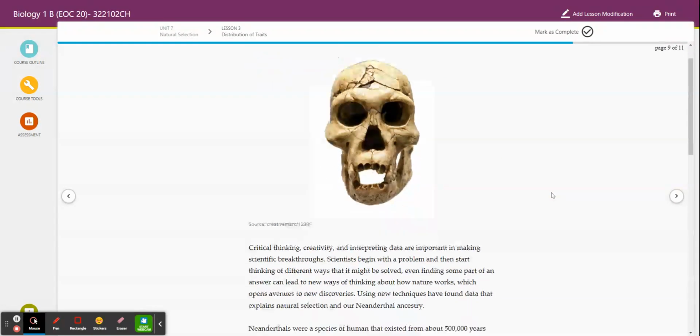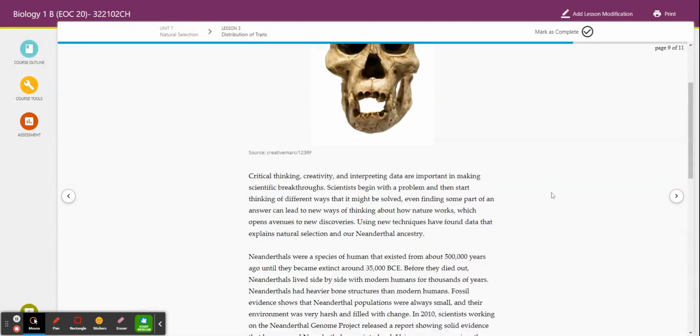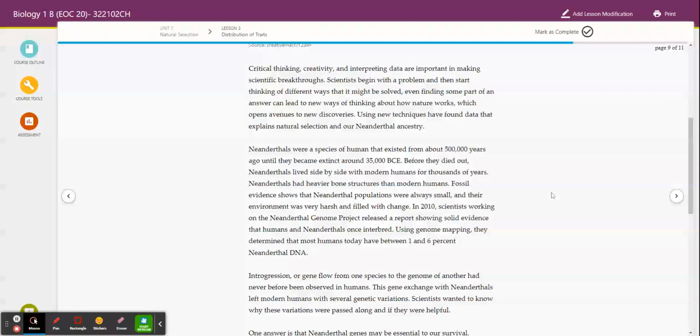Distribution of traits. Critical thinking, creativity, and interpreting data are important in making scientific breakthroughs. Scientists begin with a problem and then start thinking of different ways that it might be solved. Even finding some part of an answer can lead to new ways of thinking about how nature works, which opens avenues to new discoveries. Using new techniques, scientists have found data that explains natural selection and our Neanderthal ancestry.